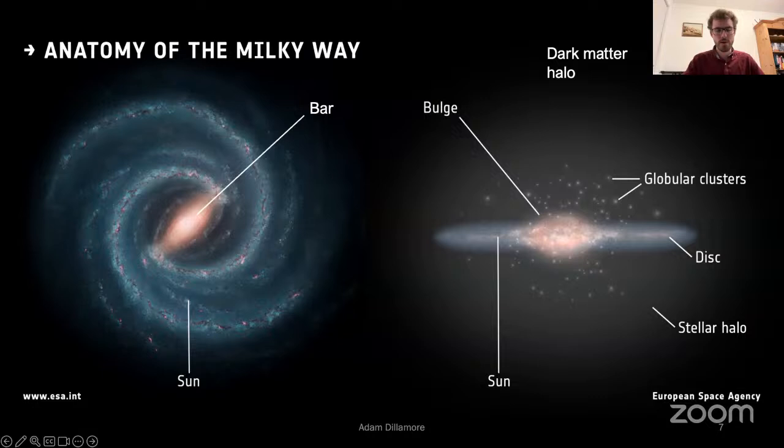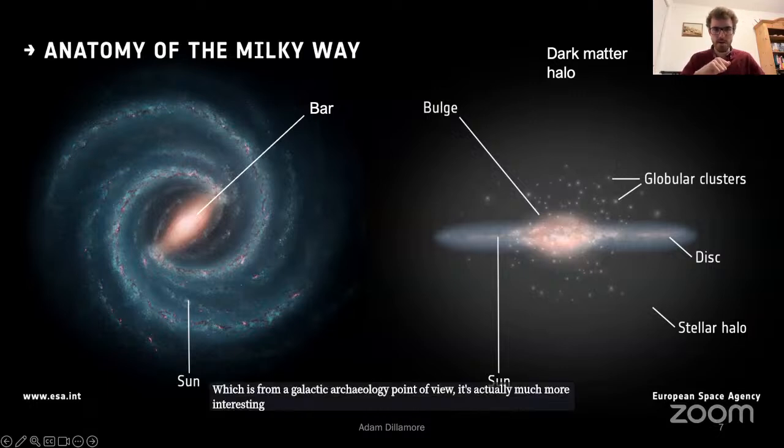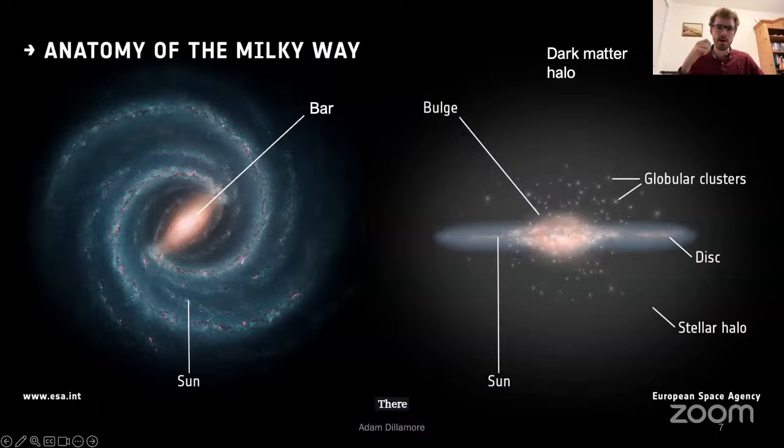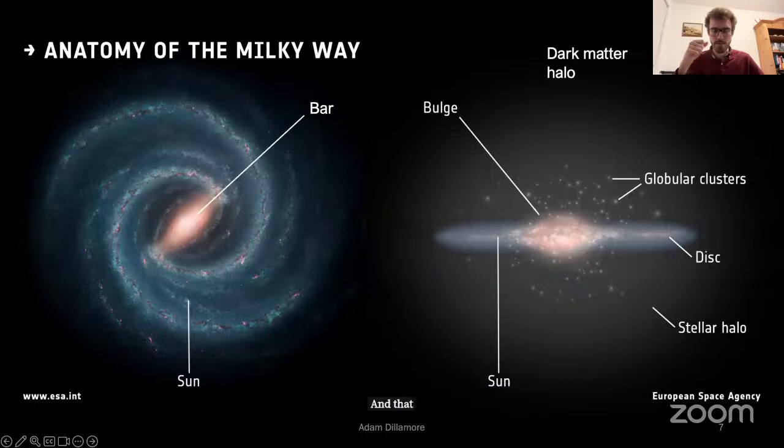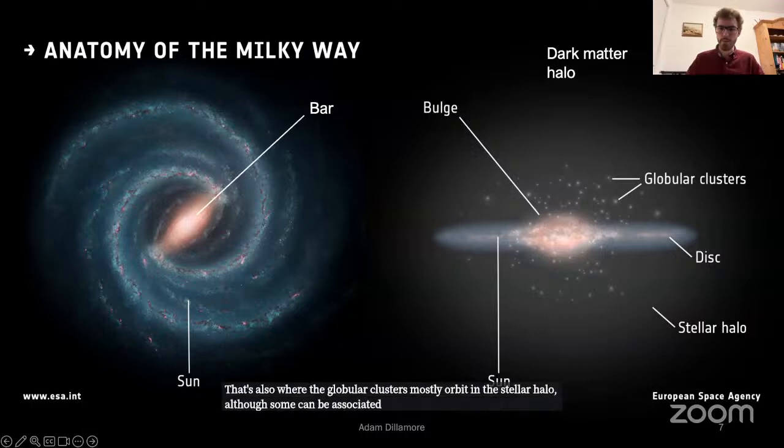And above and below this disk, you have the stellar halo, which from a galactic archaeology point of view is actually much more interesting than the disk. There are far fewer stars. If you look at the night sky, you'll see barely any stars in the stellar halo. But that's where all the material accreted from external galaxies will end up. And that's where we can unravel the merger history of the Milky Way. That's also where the globular clusters mostly orbit in the stellar halo, although some can be associated with the disk as well.